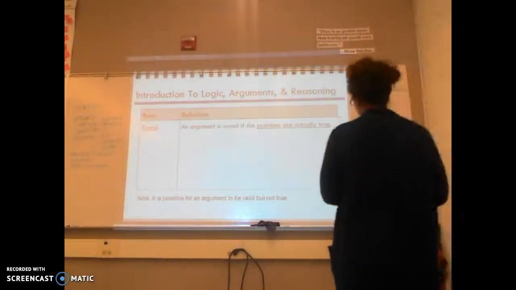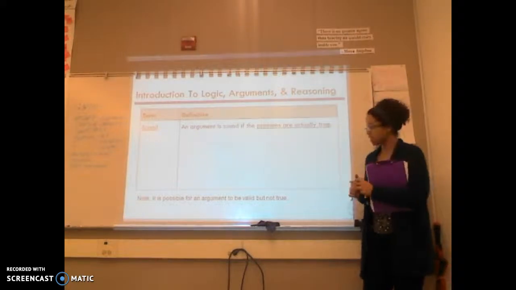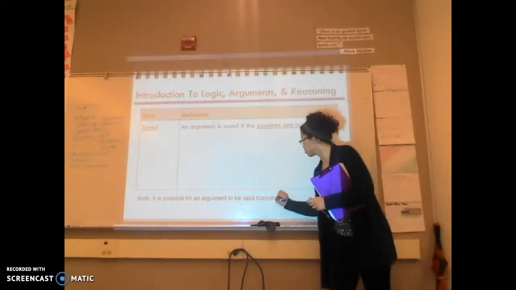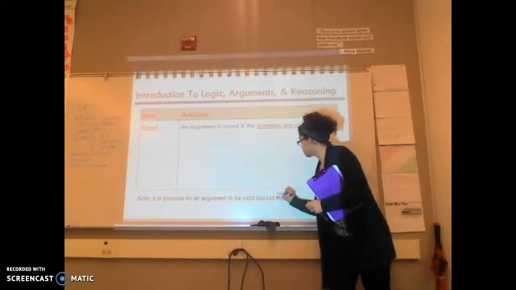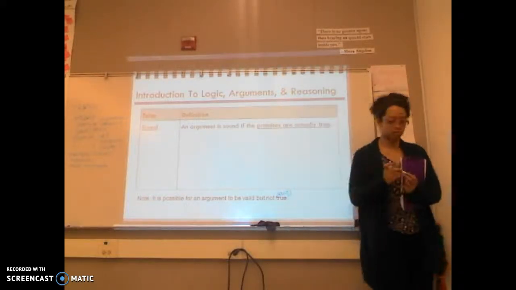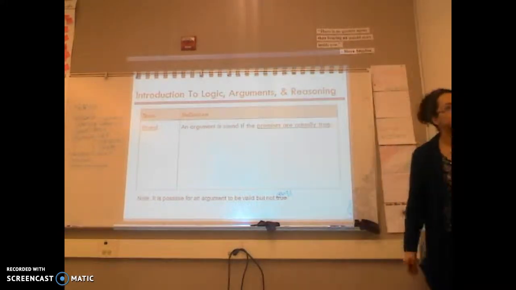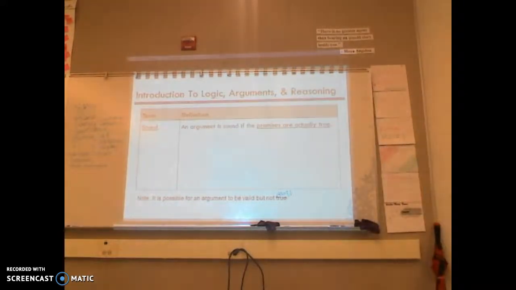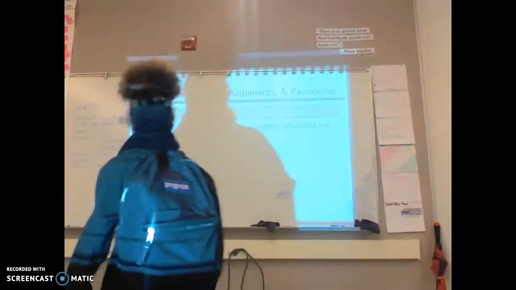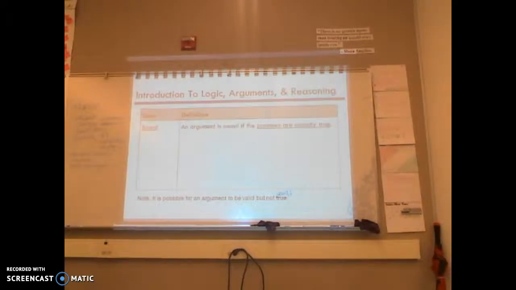And small correction for your notes. There's a small note down here. It says it is possible for an argument to be valid but not true. I want you to change true to sound. All right, I'm going to show you guys examples of a few of these, but I also want to show you the structure.